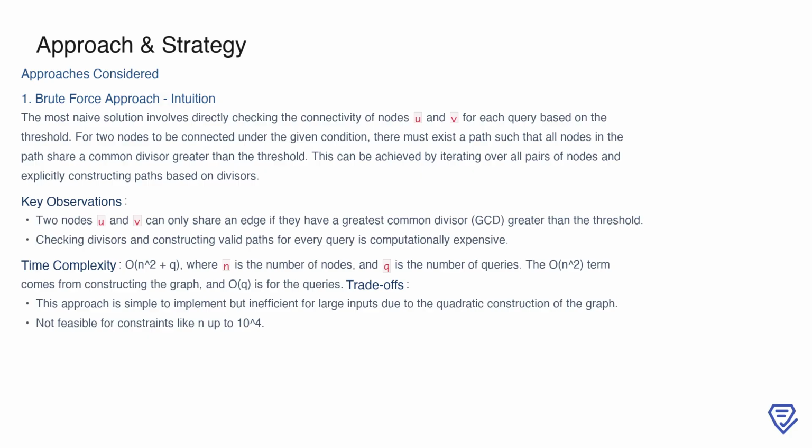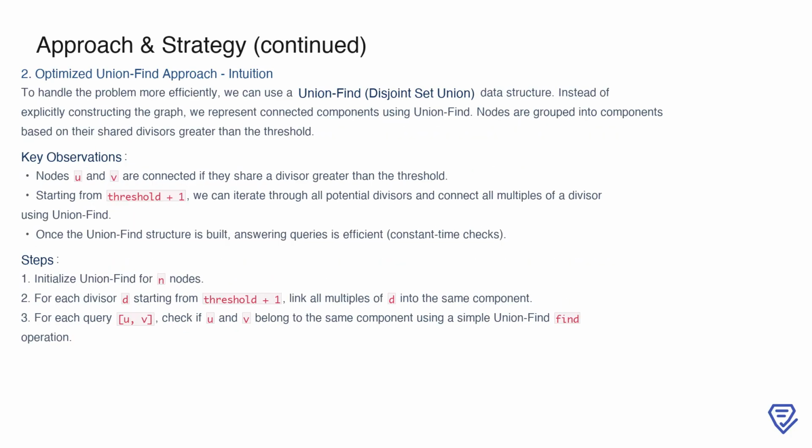While this approach is simple to implement, it is inefficient for large inputs, making it impractical when n grows to values as large as 10 to the power of 4. Now, to address the inefficiencies of the brute force approach, we turn to the optimized union find method.